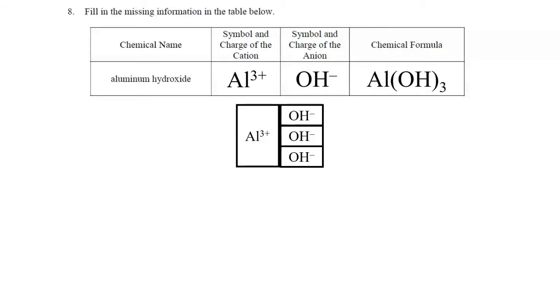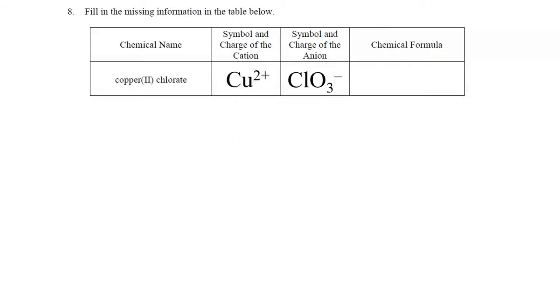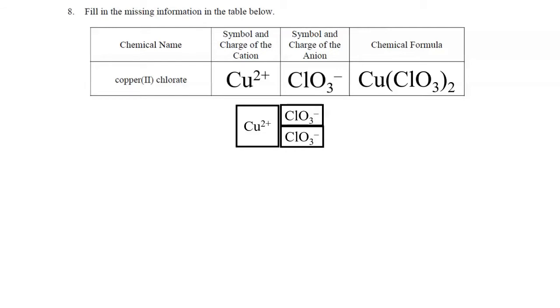All right, our next example is copper Roman numeral 2 chlorate. So for every 1 copper ion, we need 2 chlorate ions to balance the charge. So there are 2 chlorate ions, ClO3 inside parentheses with a 2 on the outside. Cu(ClO3)2, just like that.